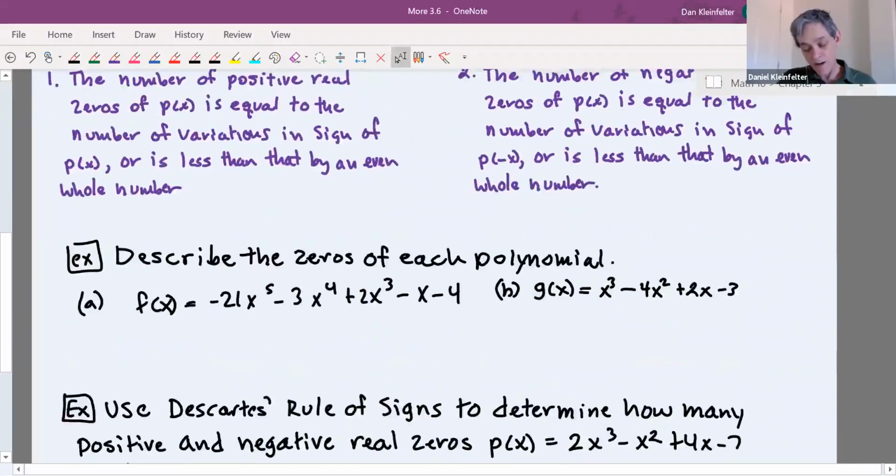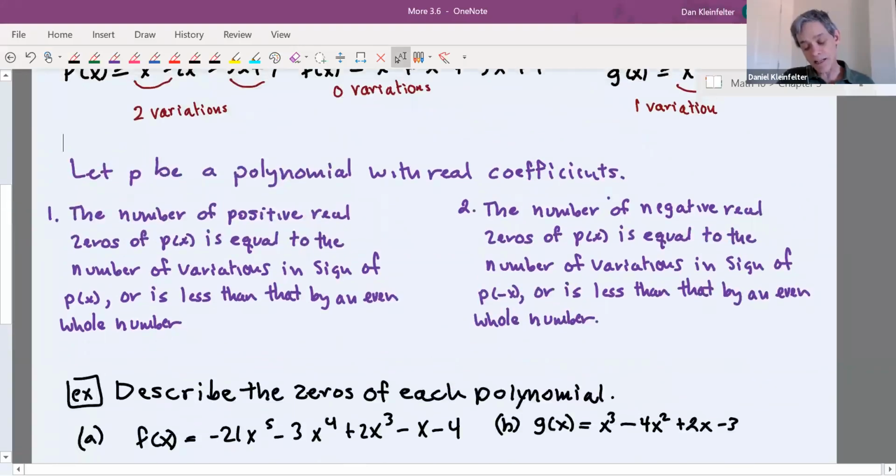All right, for the negative statement, you basically do the same, calculating how many variations in sign there are, but it's of p(-x). So you replace x by minus x and count variations in sign on that. I'll show you an example.